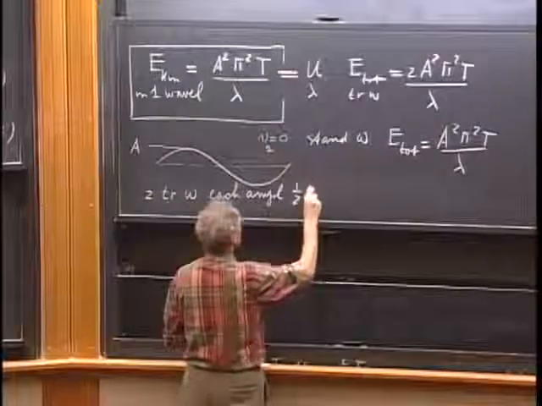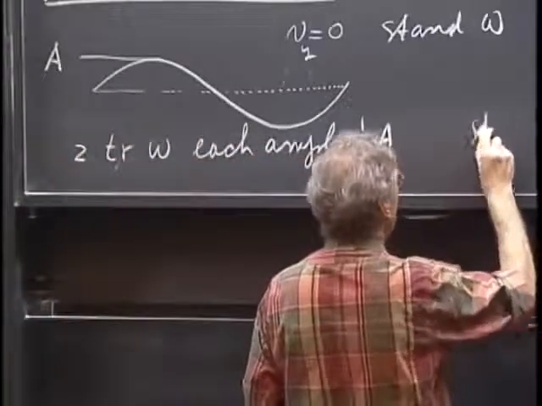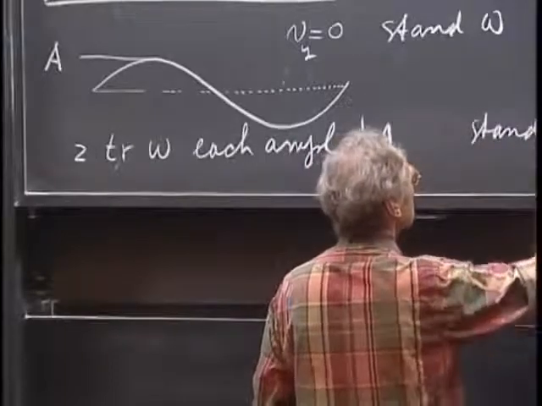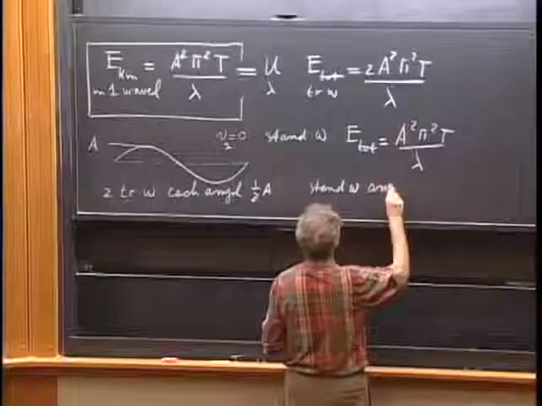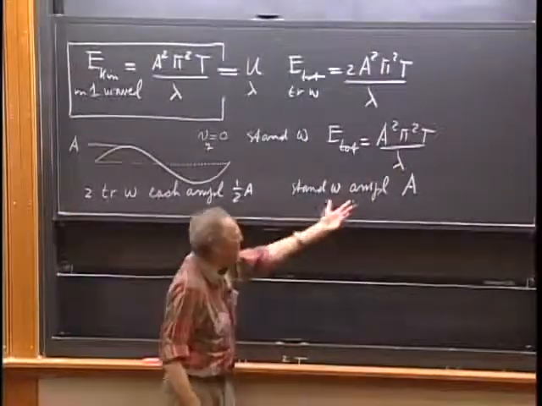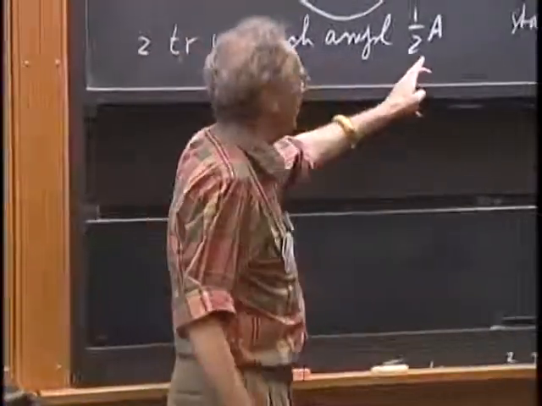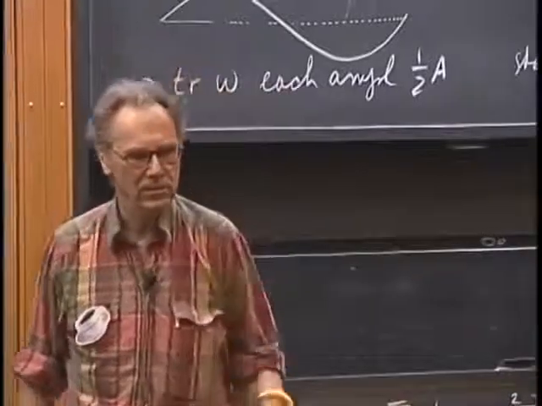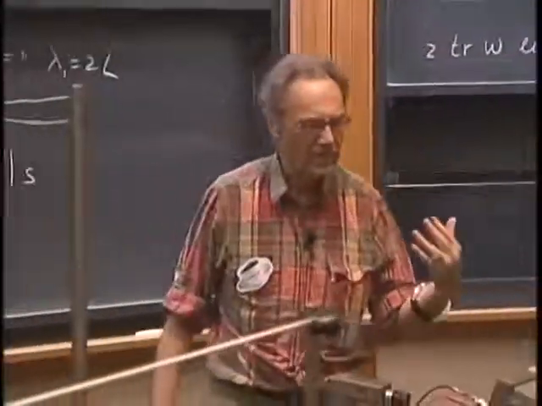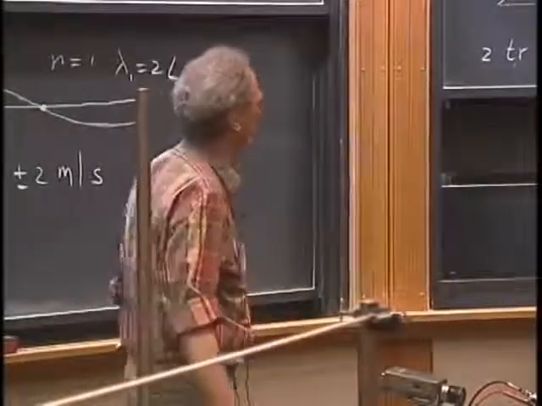1/2 A, I'm going to compare them with a standing wave with amplitude A. There must be the same energy in a standing wave with amplitude A as there is in two traveling waves with amplitude 1/2 A. Did we follow that? Was that too difficult? Because we know that we can make the standing wave that way.